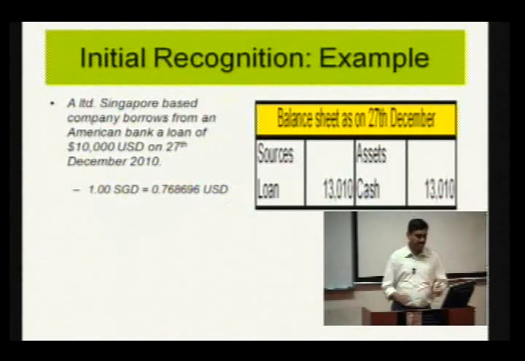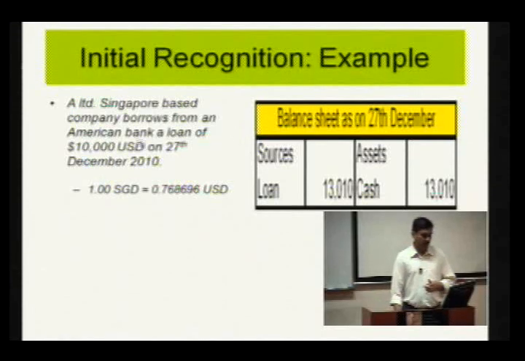Initial recognition, let us take an example. If A Limited, a Singapore based company, borrows from an American bank a loan of 10,000 USD on 27 December, and on that day if this is the exchange rate, then the balance sheet will record the loan and the corresponding value of the asset, that is cash, at this rate of currency conversion, which amounts to 13,010 Singapore dollars.